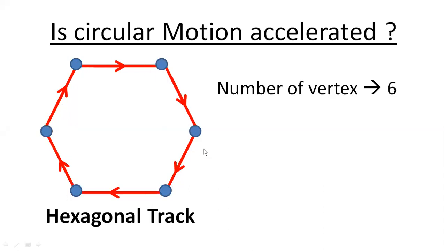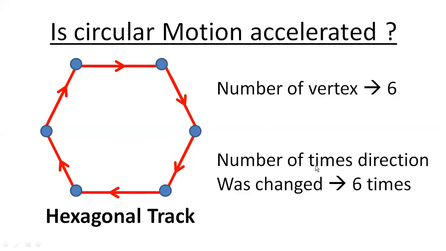I have highlighted them with blue circles. These blue circles, how many are there? 1, 2, 3, 4, 5, 6. So the number of vertices or points is 6. That we know. What about direction? How many times did our athlete, our sports person, have to change direction? How many times did he change direction? 1, 2, 3, 4, 5, 6. So 6 times. The number of times direction was changed was 6 times.